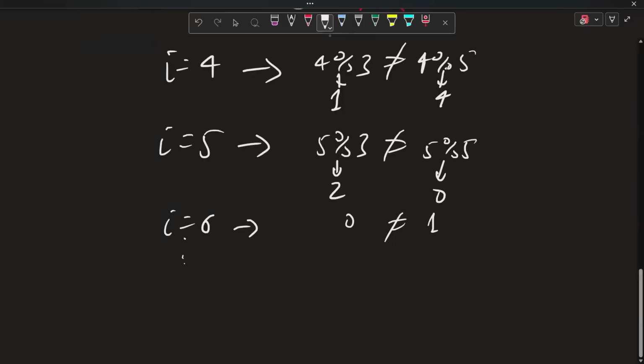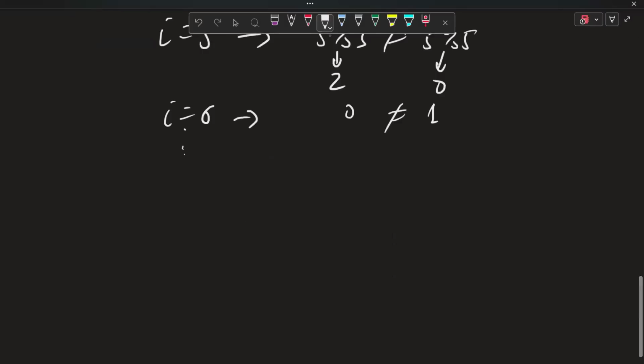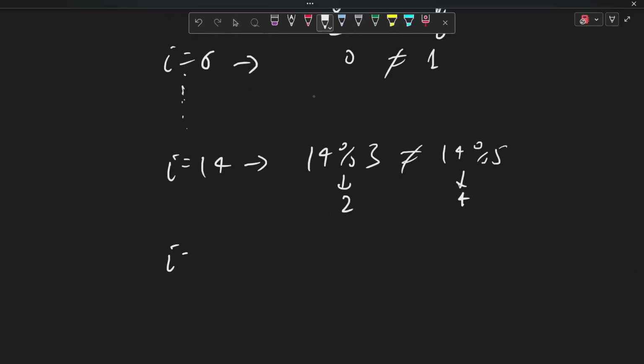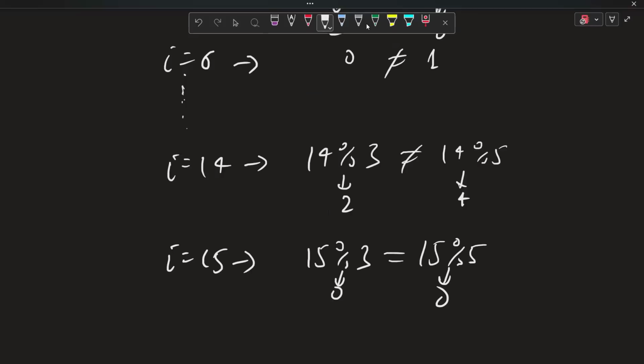Where do you get an equal again? If you just manually try and observe the pattern, then for 7, 8, 9, 10, 11, 12, you will get unequal. For i equal to 14 also, 14 mod 3 would be 2 and 14 mod 5 would be 4. So again, they are unequal. But when you go to i equal to 15, you will see 15 mod 3 is 0 and 15 mod 5 is also 0. So they are equal.